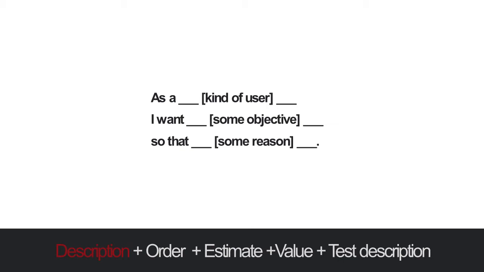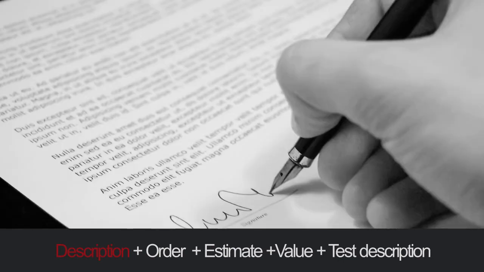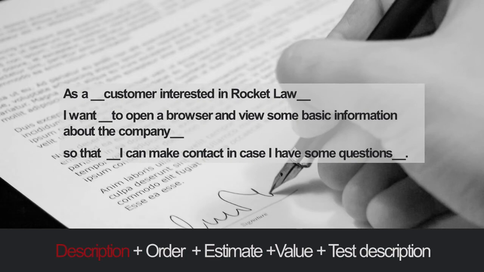Let us look at an example. Let's say we are creating a homepage for a law firm. A possible user story could be: as a customer interested in the Rocket Law, I want to open a browser and view some basic information about the company so that I can make contact in case I have some questions. Each item will have a specific order in the product backlog list, a specific estimate and a specific value.